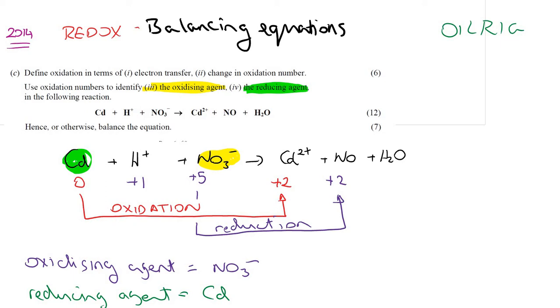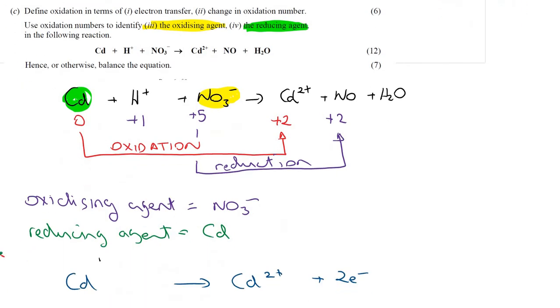There's a few rules for balancing equations. First of all, we look at the individual species that's been oxidized and reduced, and we write out their half equations. Half equations are equations which show, in terms of electrons, what's happening to each individual species. So we're going to start with cadmium. Oxidation, as I said at the start of the question, is a loss of electrons. So the cadmium has been oxidized, so it has lost electrons.